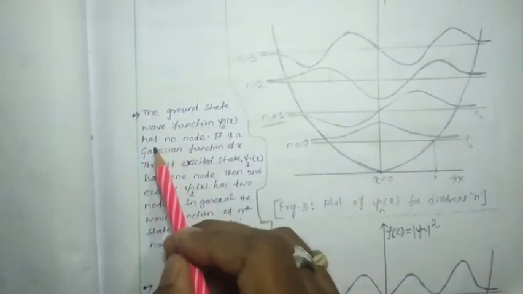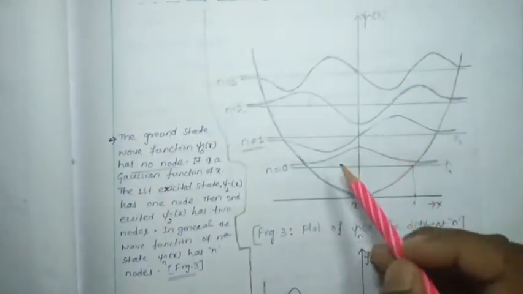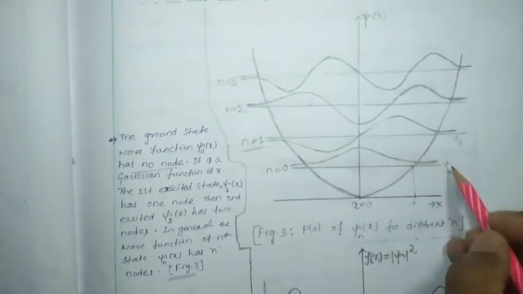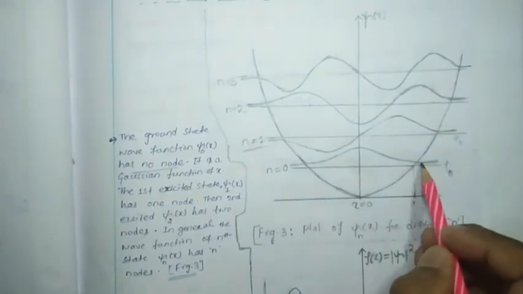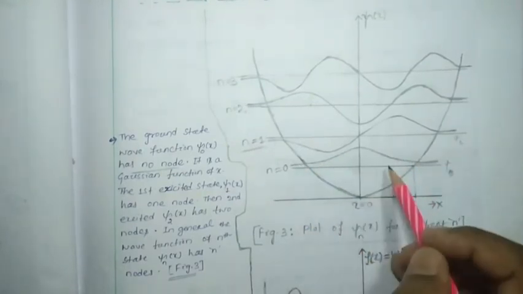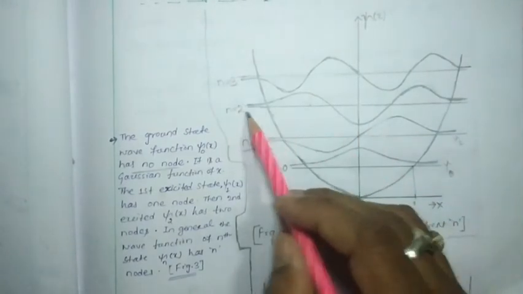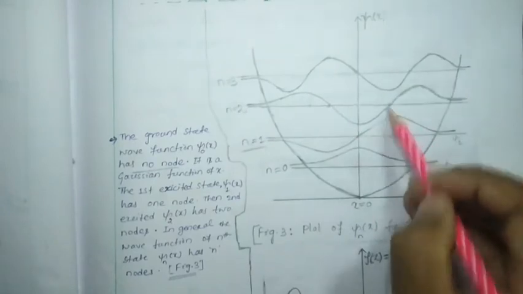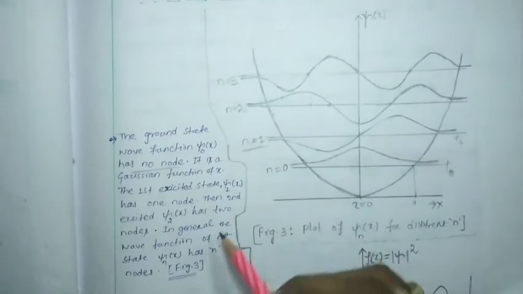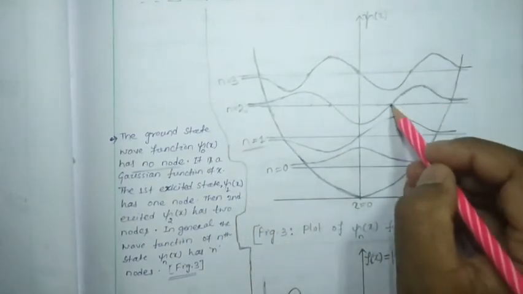One thing you can observe from this graph: a node means there is no zero for this wave function psi 0. Psi 0, in between this boundary, has no zero value. But in case of n equal to 1 there is one node. For n equal to 2 there are two nodes. For n equal to 3 there are 3 nodes, which means here the particle presence is 0.